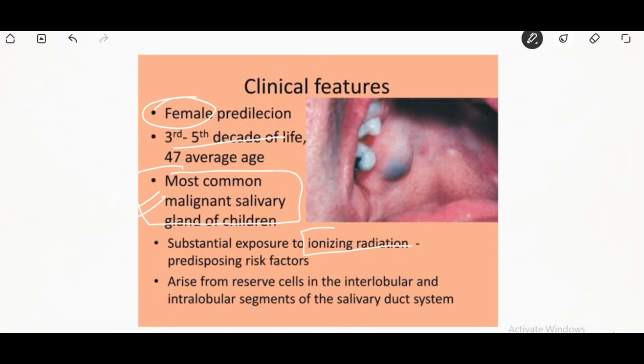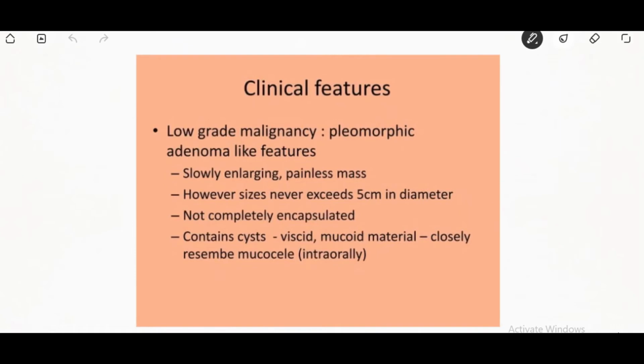Prior exposure to ionizing radiation appears to increase the risk of developing mucoepidermoid carcinoma. It arises from reserve cells in the interlobular and intralobular segments of the salivary duct. The tumor of low-grade malignancy has pleomorphic adenoma-like features, like it is a slow, enlarging, painless mass, the size never exceeds 5 cm in diameter, and is not completely encapsulated, and it contains cysts and mucoid material.